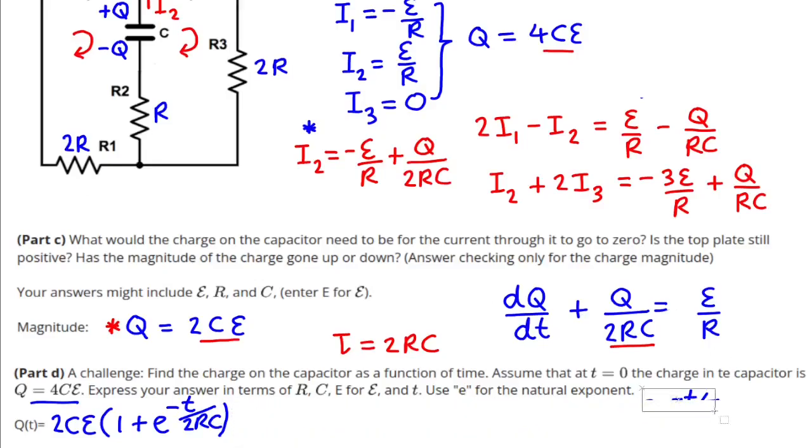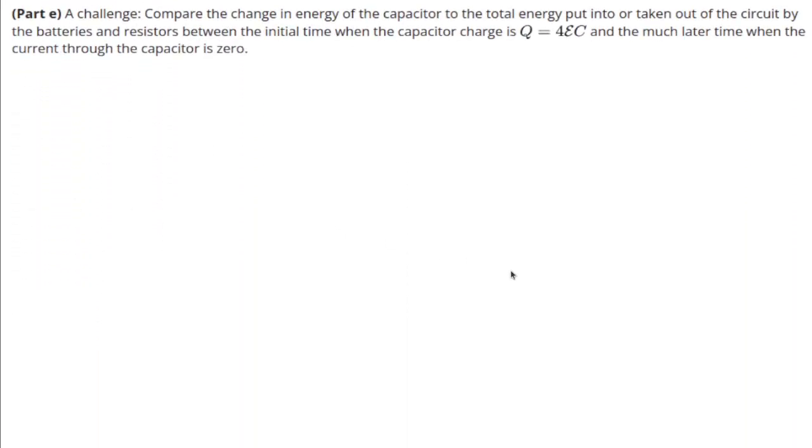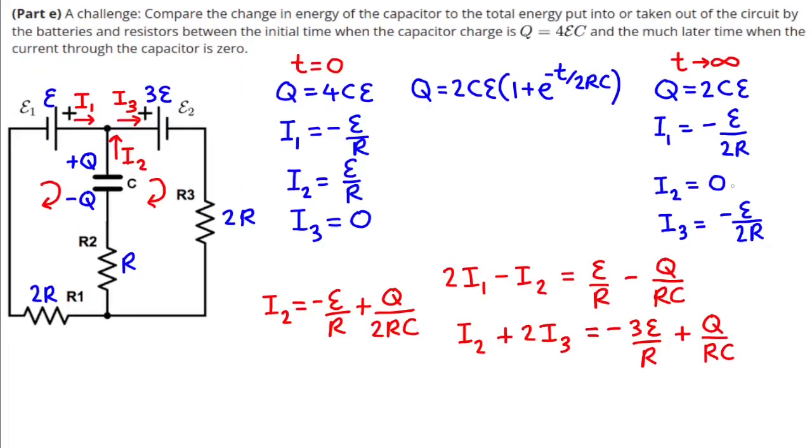So let's get rid of this and go to part E. And we'll use our results from the previous questions. And we're given a challenge to compare the change in energy of the capacitor to the total energy put into or taken out of the circuit by the batteries and resistors between the initial time and the much later time when the current through the capacitor is 0.